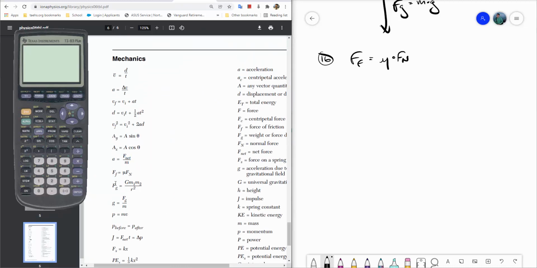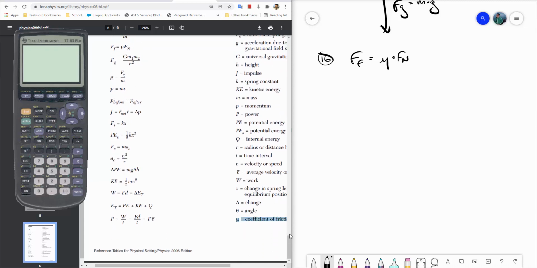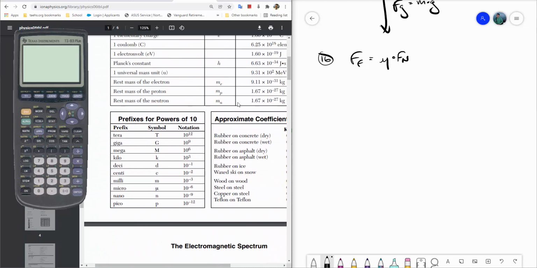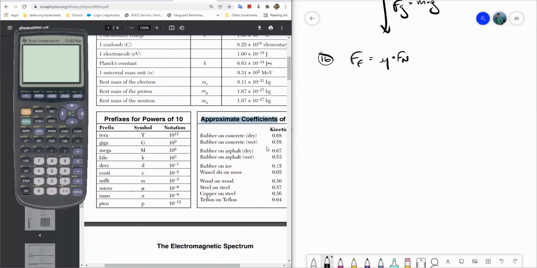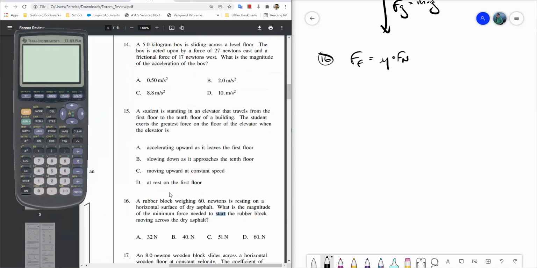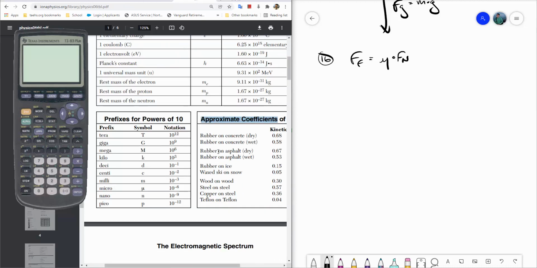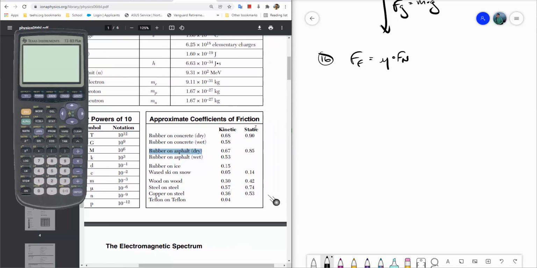First off, here's the equation for friction, if you have forgotten: F_f is equal to mu times F_N. F_f is the force of friction, F_N is the normal force, and mu is the coefficient of friction, which you can see here on the first page, approximate coefficients of friction. Let's look at rubber on dry asphalt. Rubber on dry asphalt is right here, and we're going to focus on the static mu. The static coefficient of friction is 0.85.